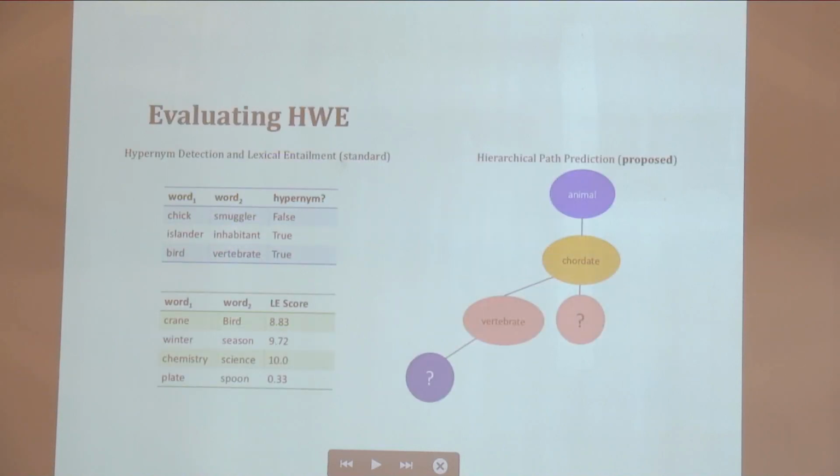So they evaluate their model on three different tasks. The standard two tasks are hypernym detection, which is binary classification, and lexical entailment prediction, where they measure the correlation between the scores generated by their methods and the gold standard human scores. They also propose a new task, which they call hierarchical path prediction, where they predict a missing hyponym given all its hypernyms in a path.